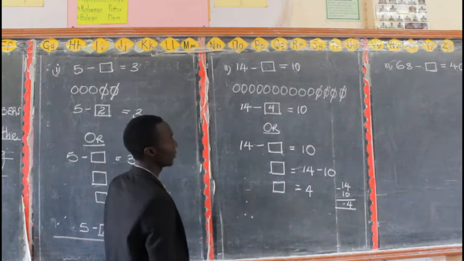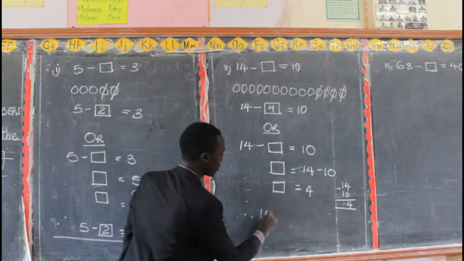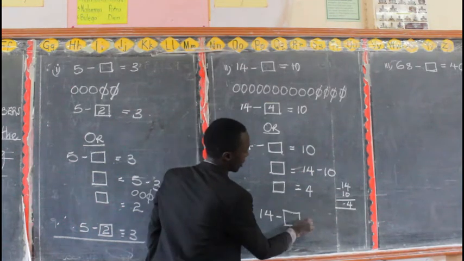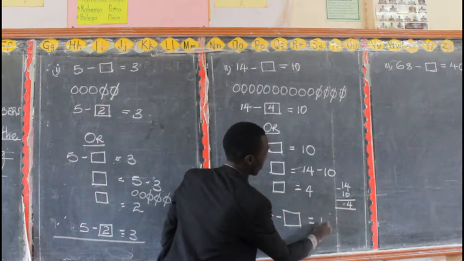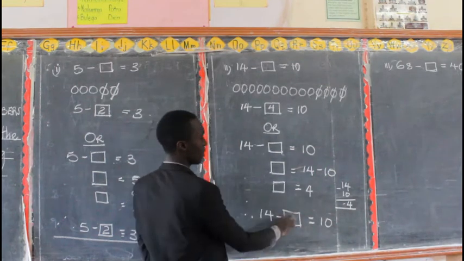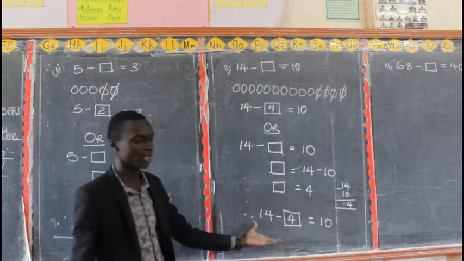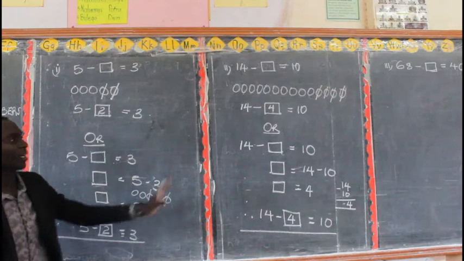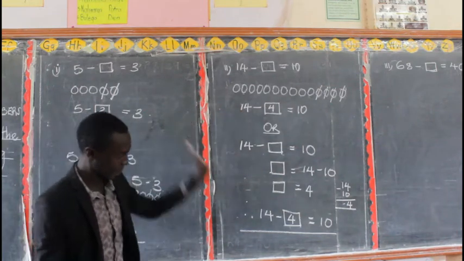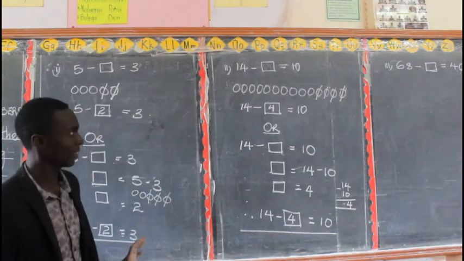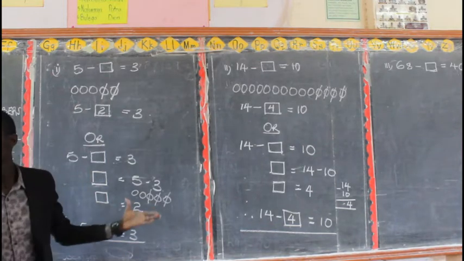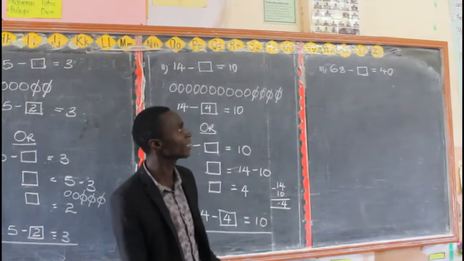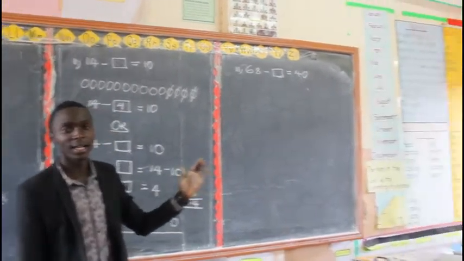Therefore, you don't stop there. You will say, when you get 14 minus the box, you will get your answer as 10. But the number in the box is 4. So that's how you do your statement. You can adopt any method you feel like. Thank you very much. Let us go to our last example, and our last example is 68.